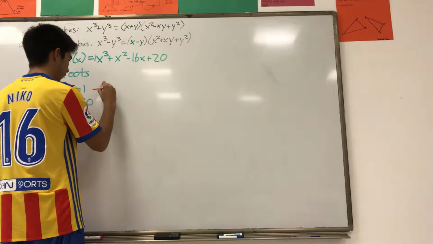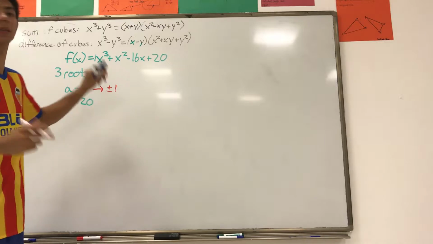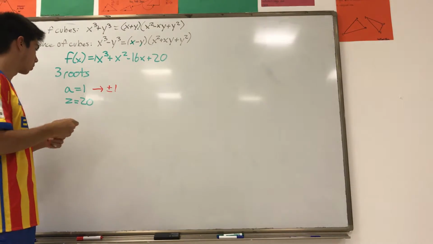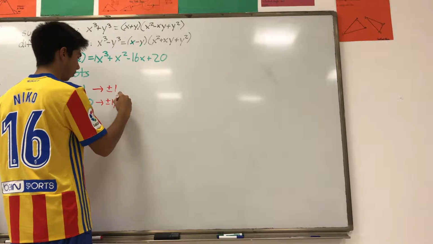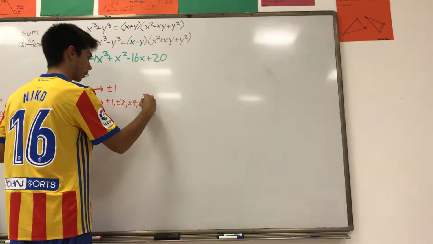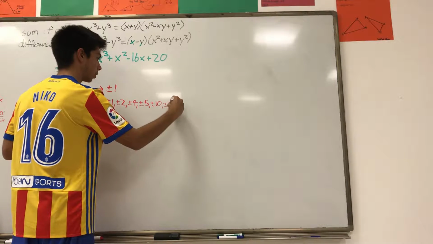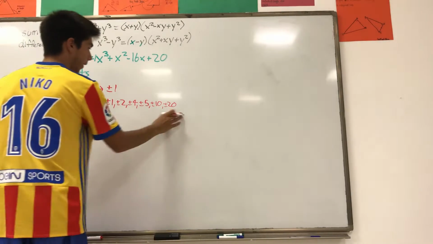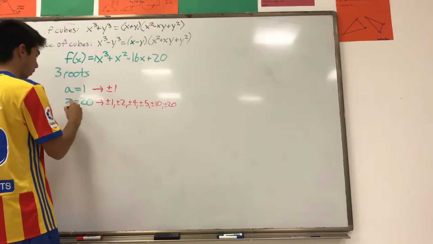The integer factors of 1 are only positive and negative 1. You will always have positive and negative; there's never just negative 1 or positive 1. It's always both. My integer factors of 20 are a longer list: plus minus 1, plus minus 2, plus minus 4, plus minus 5, plus minus 10, and plus minus 20.